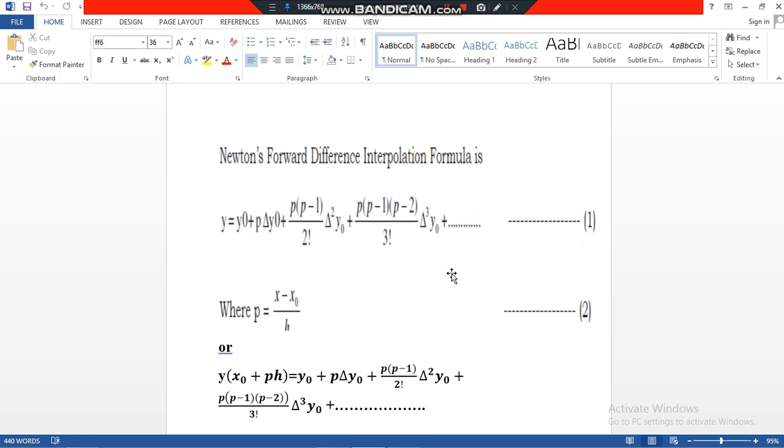In this method our values of arguments are equispaced. That means the difference between any two consecutive values of x is the same, and that difference I have denoted by this constant h. So as I have written in this series, you can see equation number 1. Y at a particular point x is given by this series. In place of x we can write x naught plus ph, because from this fraction we can easily calculate x equivalent to x naught plus ph. So equation 1 reduces to this form.